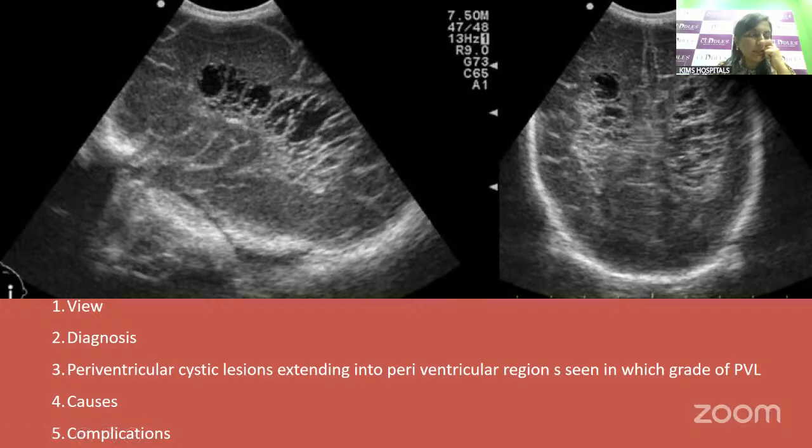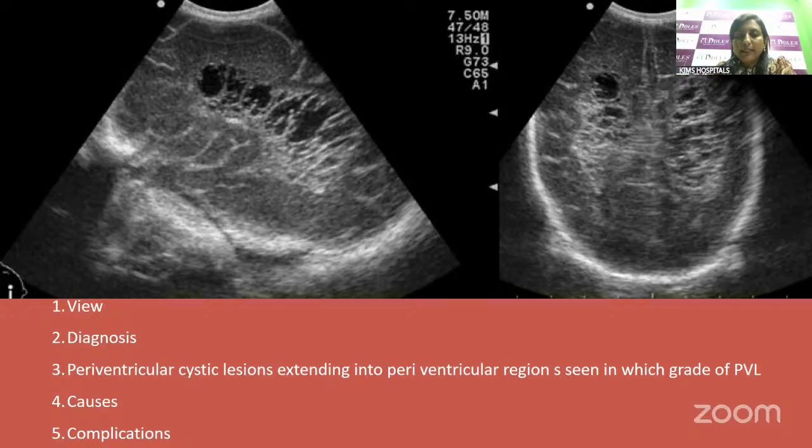periventricular leukomalacia. So this is grade 4 since it is extending into the deeper white matter and we see multiple cysts. So if we see periventricular cystic lesions which are extending into the periventricular region, it falls under which grade? So that is grade 2. And what are the causes of PVL? So causes of PVL are sometimes it can be idiopathic without any known cause. Can be secondary to prematurity, hypoxia, acidosis, asphyxia, sepsis, chorioamnionitis, PDA.